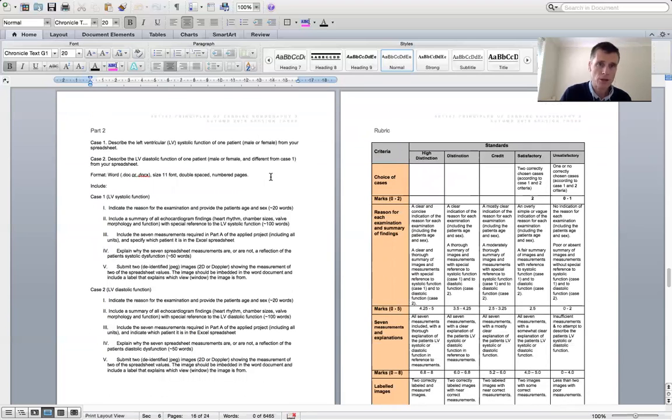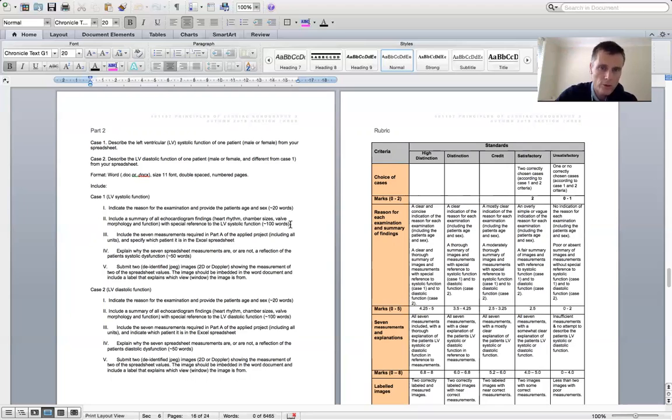The second part of the project is designed to get you thinking a little bit about 2 of the patients, okay? So you take 2 patients from your spreadsheet. The first one, a patient who you're going to discuss their left ventricular systolic function. The second patient, you're going to discuss their left ventricular diastolic function. The first patient, you indicate the reason why they had their echocardiogram in 20 words or less. Then you provide a summary of the findings of the echocardiogram.